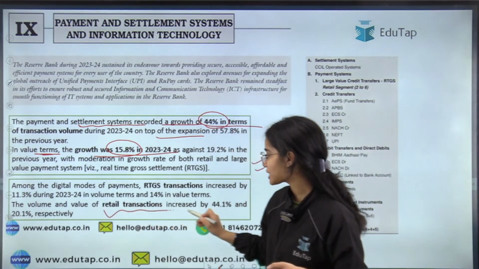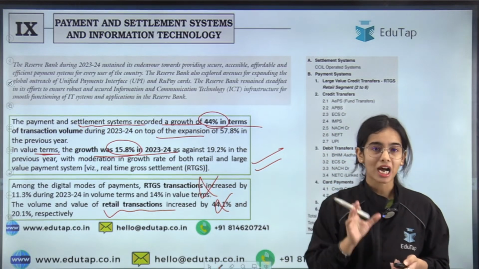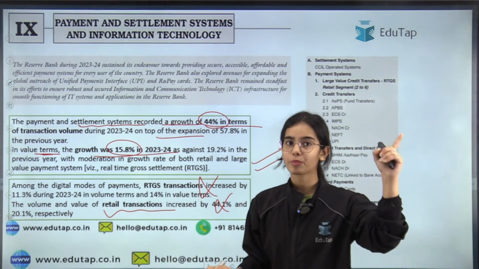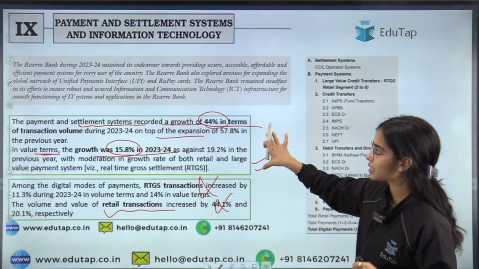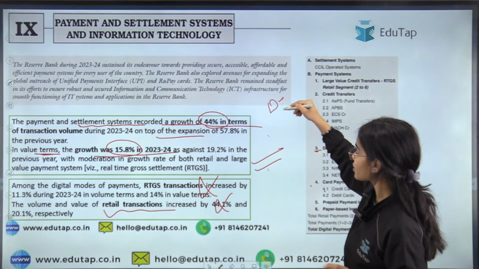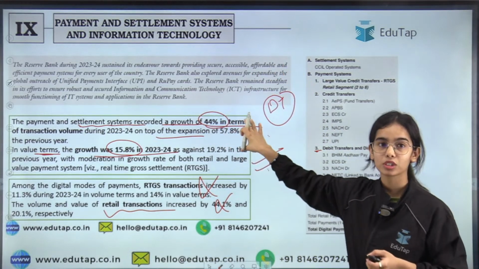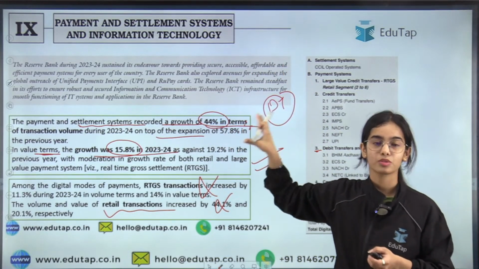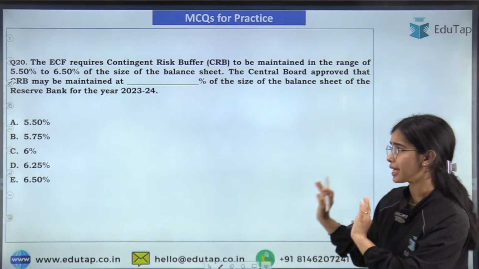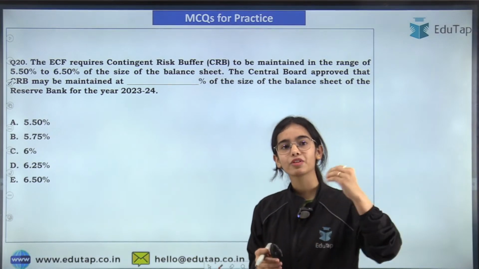For retail transactions, the data point is not as important. For large value transactions also, the data point is not important. The digital transactions data point we have discussed, as well as this is the data point for the payment and settlement system. So for the complete digital transactions that we have discussed in the starting, and for the payment and settlement system, for that the data is important. Now coming to the last question. After that we will discuss some of the answer writing points and we will discuss some other points.